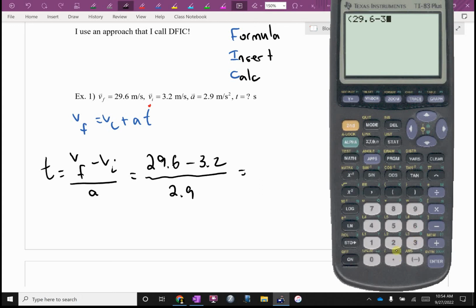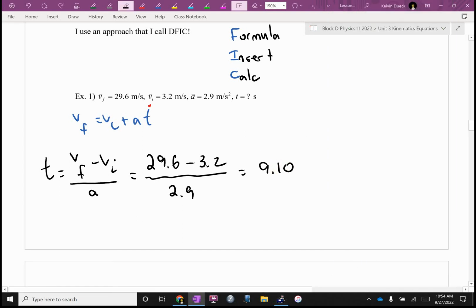29.6 minus 3.2. Close off the top, divided by. Is there more than one thing on the bottom? Do I need a bracket around the bottom? You could, but it's unnecessary. What'd you get? To 3 sig figs, please. 9.10. I totally agree. Units. Good. And then I usually put a box around it when I'm done.